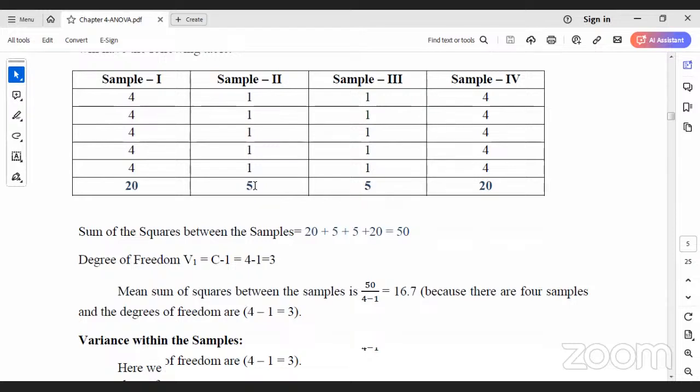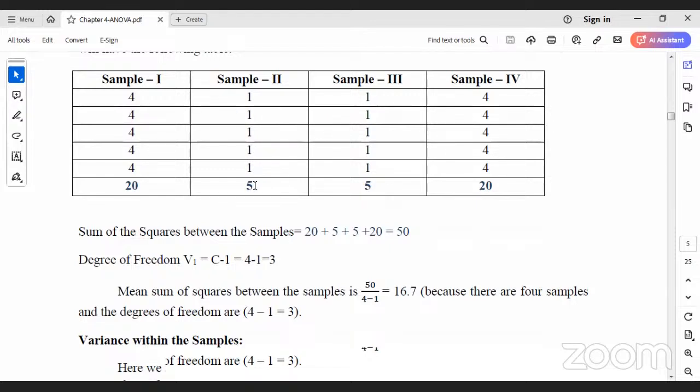Okay, then next one, mean sum of squares between samples. That is MSC, which is SSC divided by C minus 1. In the place of SSC, what did we get? We got 50. Then C minus 1 is 4 minus 1. 50 divided by 3 is equal to 16.7.